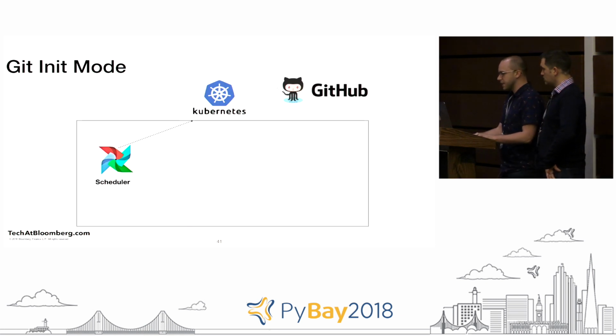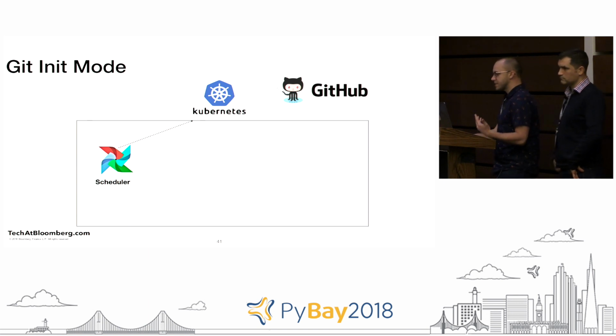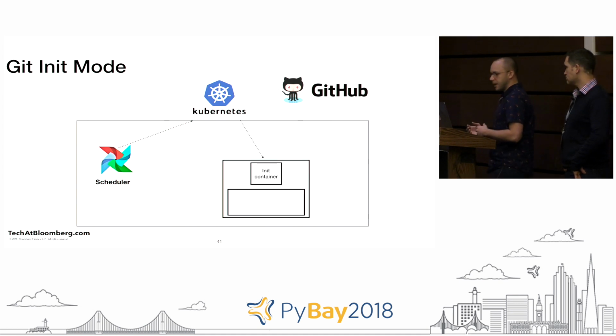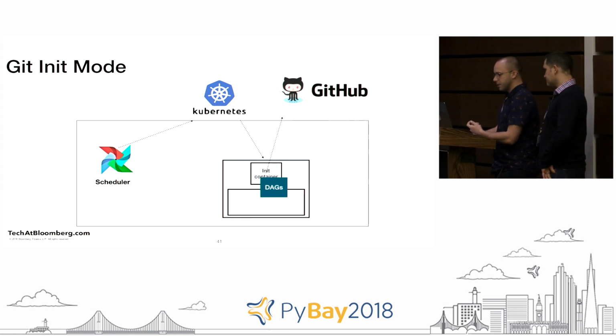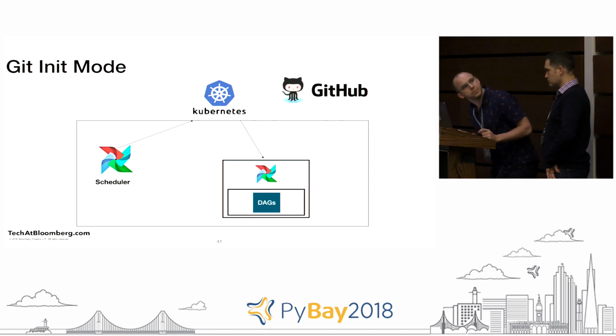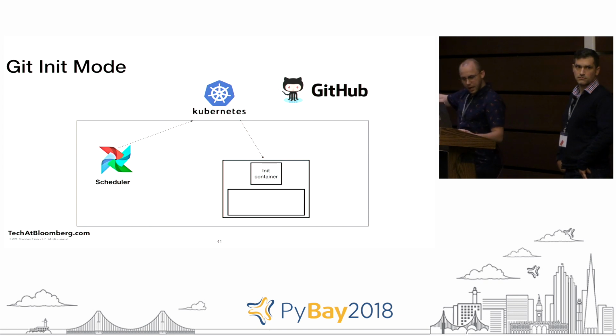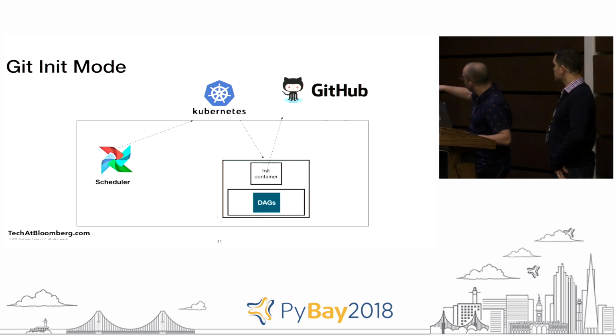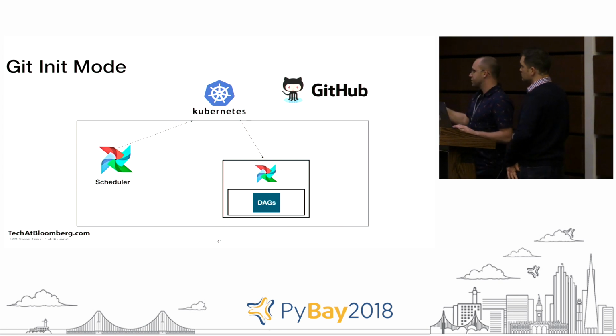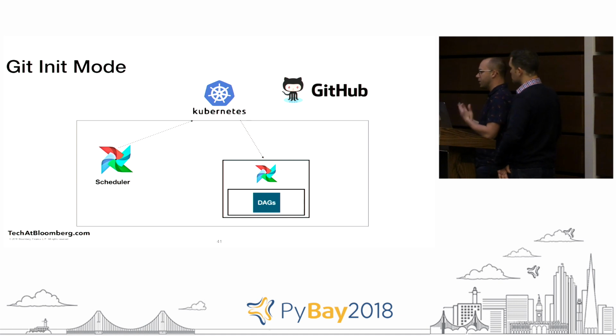For the architecture of the Git Init mode, we use something called an init container. The way that works is that when the Airflow scheduler requests a worker be created from the Kubernetes API, it actually first gets launched with this shared folder and the init container that only pings GitHub to receive the DAGs, and then once it's received all those DAGs, is able to shut itself off, and then Airflow starts up with the DAGs in the correct folder as if they had been launched with the image.